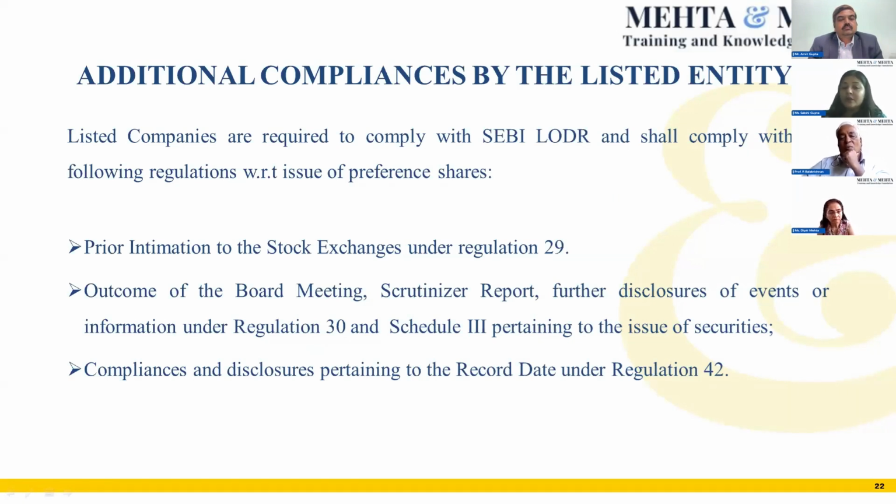Under Regulation 30, the disclosure with respect to the board meeting, the scrutinizer reports, any information with respect to the issue of the securities, which has been given under Schedule 3 of LODR pertaining to the issue of security shall be mandatorily complied by the listed entities for the issuance of preference shares, and other compliances and disclosures pertaining to the record dates and mentioned under Regulation 42 of LODR shall also be considered while making issue of preference shares.